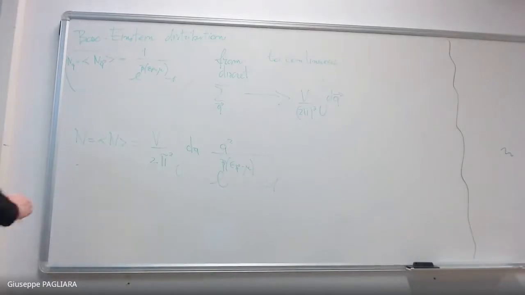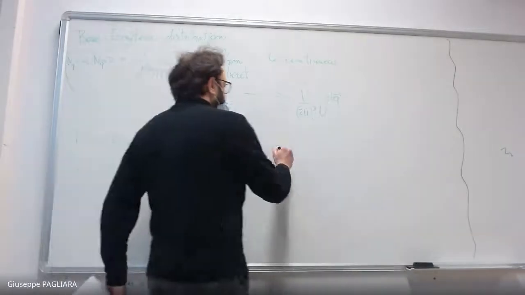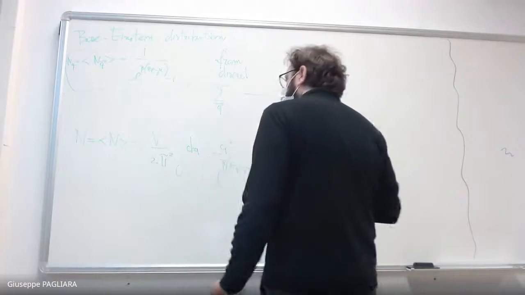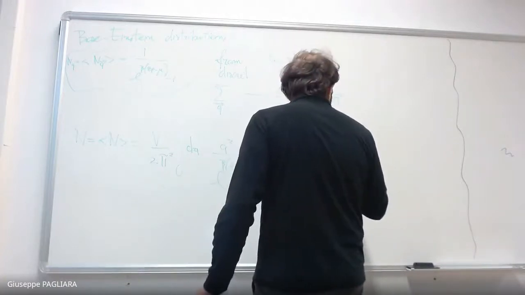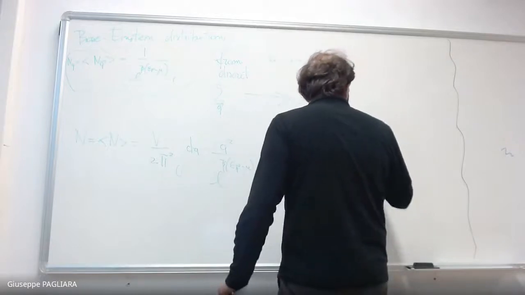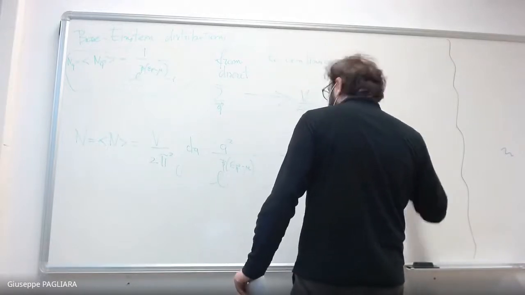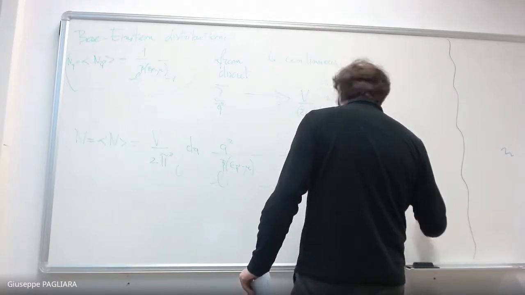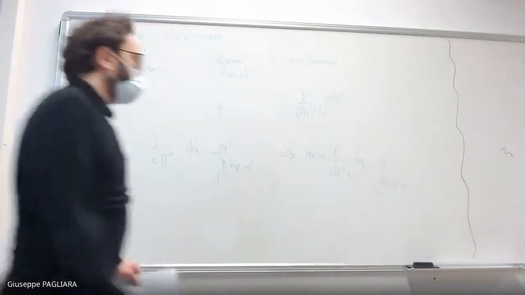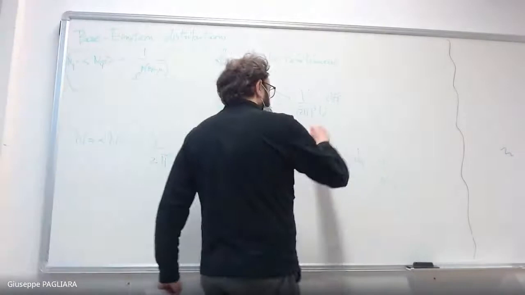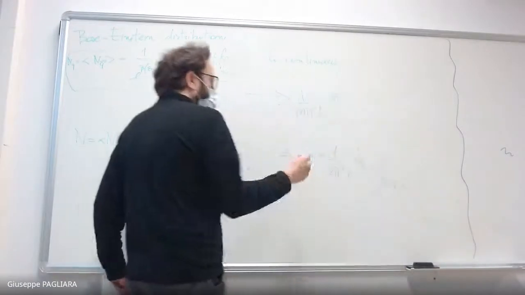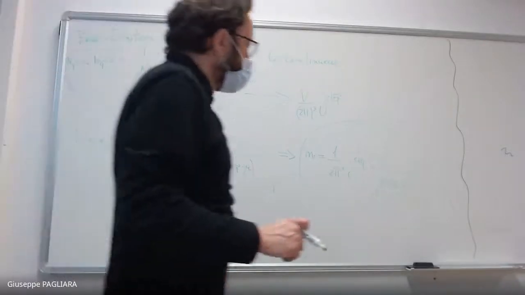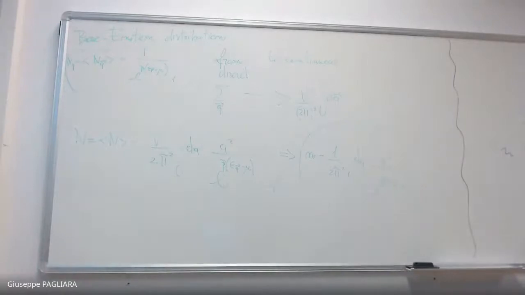From which I can also get the density of particles, because I divide by the volume. And so the density of particles is given by 1 divided by 2 pi squared and integral over dq of q squared divided by e to beta epsilon q minus mu minus 1. And this is an equation that provides me the relation between mu and number density.